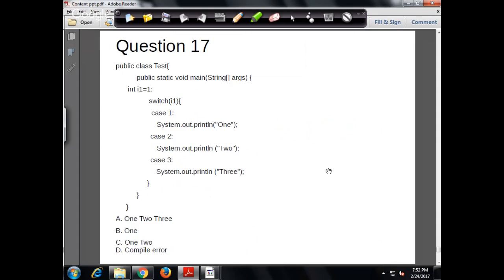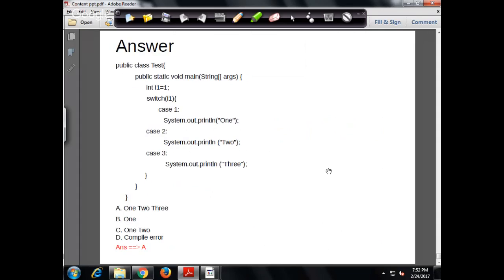So for the 17th, Andres says D, Vijay Kumar says A. Okay, so now let me just give the answer to this particular question. So the answer is A, 1, 2, 3.